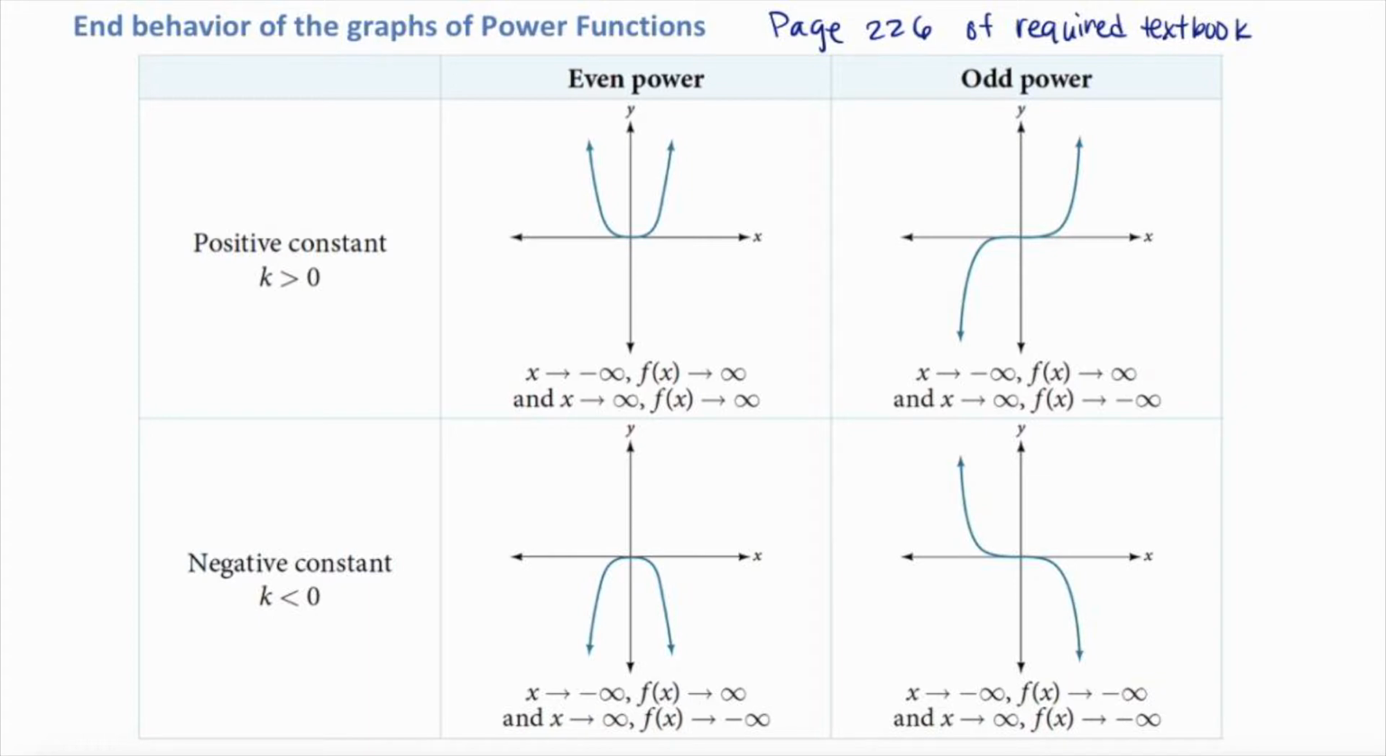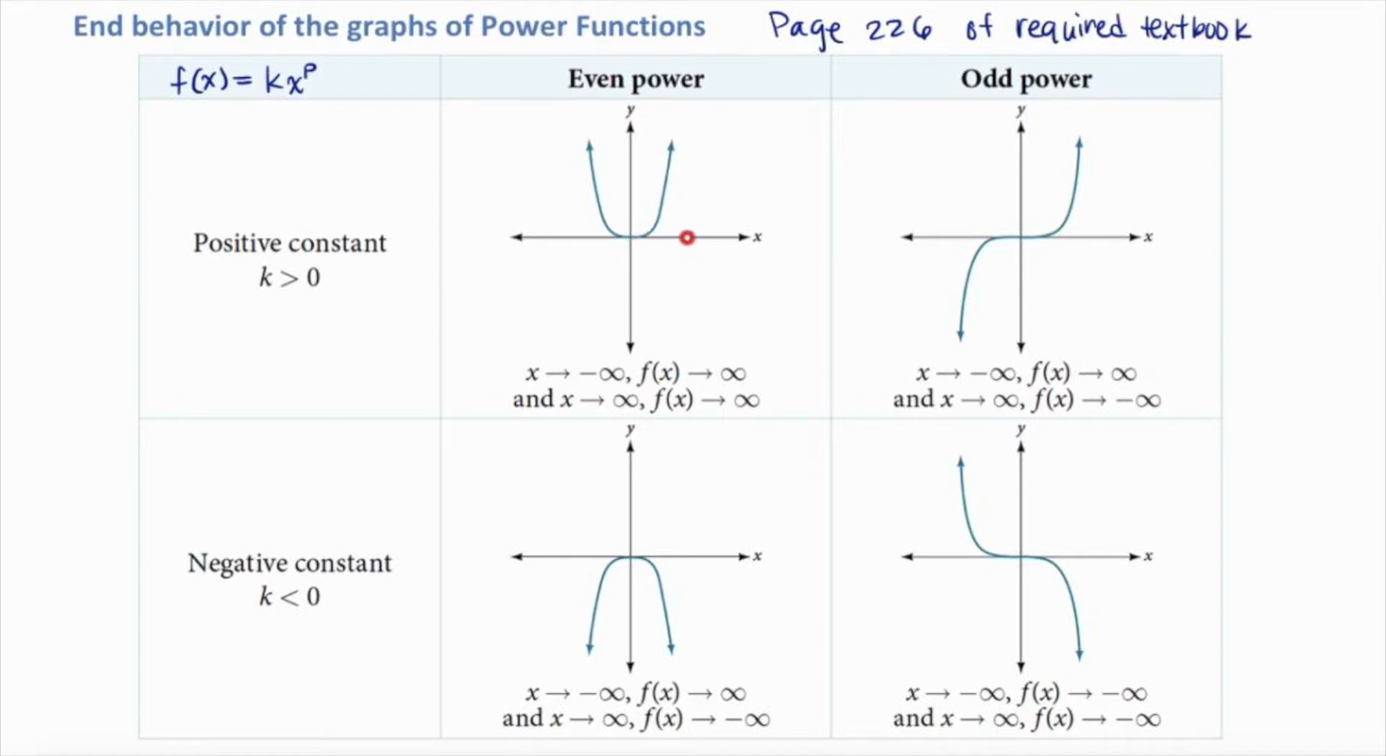So let's look at the cases of even powers versus odd powers. If we have an even power, you'll notice that the graph has ends that point in the same direction, either both up or both down. They both point up if our constant k is greater than 0, and recall these are of the form f of x equals k x to the p power. So if this k is greater than 0, it points up. If we have an even power and this k is less than 0, our graph will point downward.